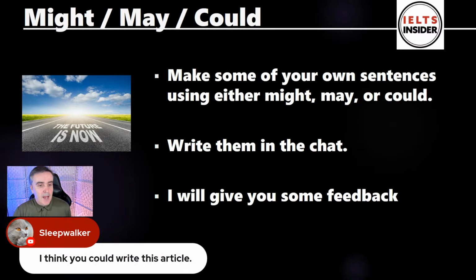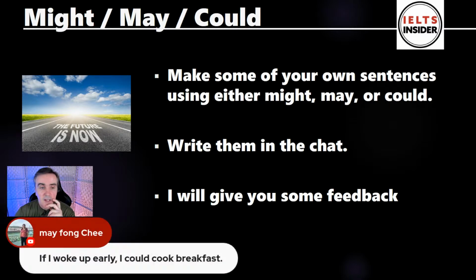Lovely. I think you could write this article. Okay. Now, here we're not really using it to talk about the future. Here, this is talking about ability. So it's got a slightly different meaning. Now, the sentence grammatically is great. The meaning is not really referring to the future there. It's more about the ability.